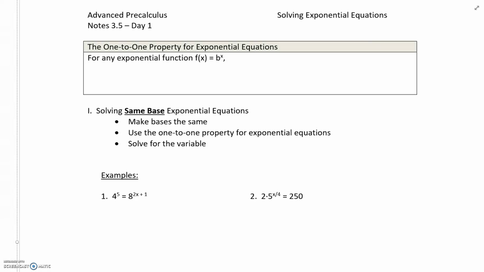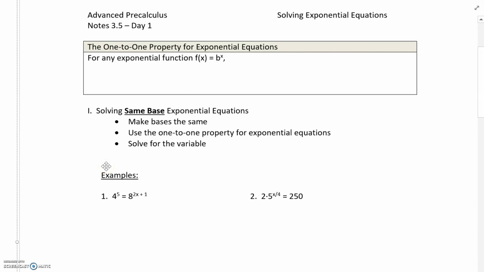Hello, this is section 3.5, part 1, and today we are going to be talking about solving exponential equations. So please get out your handout that looks like this. It says Notes 3.5 Day 1, Solving Exponential Equations, and we will get started.